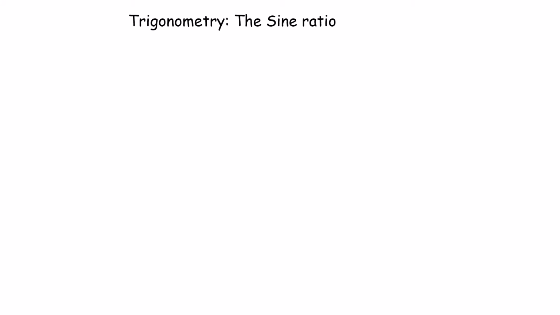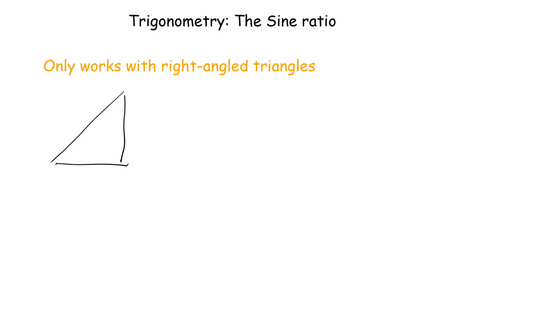Today we're going to be having a look at trigonometry, in particular the sine ratio. Now the first key point is that it only works with right angled triangles. So we could have these in different orientations, so different ways of looking at them.